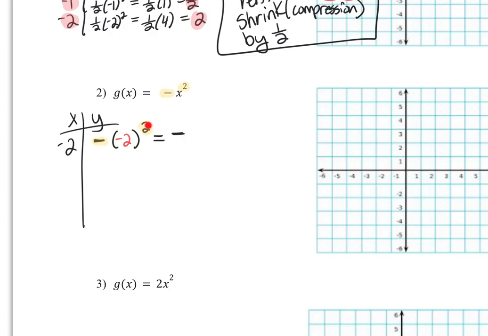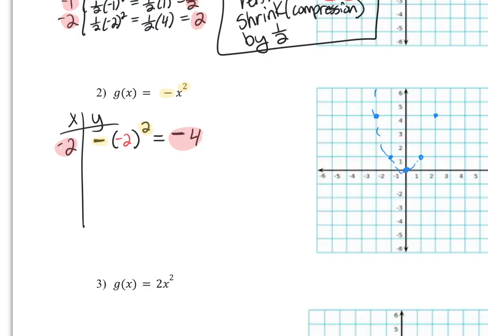-2 squared means -2 times -2. Two negatives are going to give us a positive, so I write 4. Because I couldn't get rid of that negative on the outside, it's going to be -4. So I have (2, -4) as my point. Oop, before I forget, let's do that parent function again, just copying those points that we already found from the parent function.